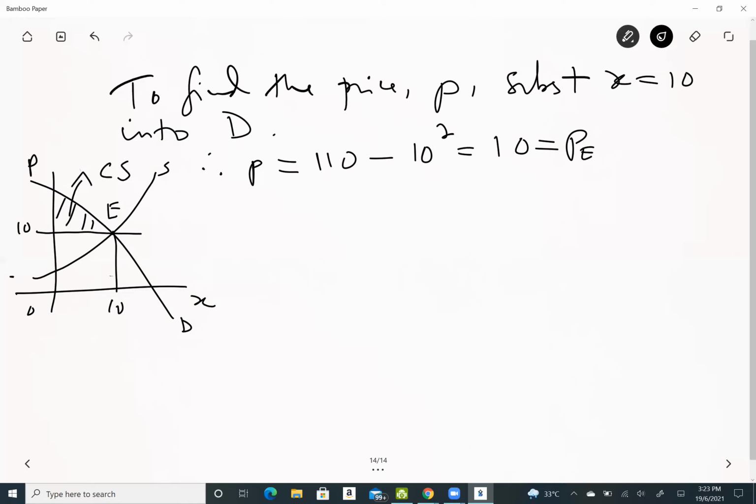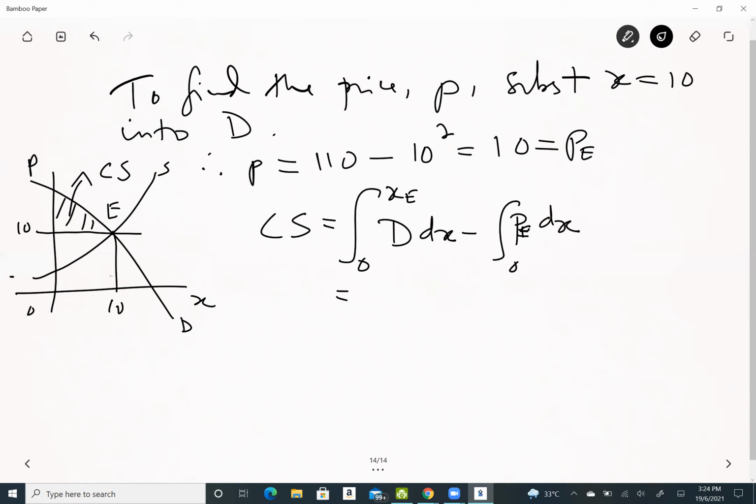So that you don't have to remember the formula, you just locate the area. Consumer surplus is equal to what? It's equal to the integral from 0 to x e of the demand function dx minus p e dx. So that will be equal to the integral of the demand function minus p e dx from 0 to x e.